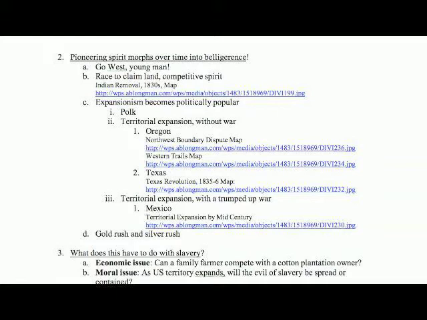In his campaign, Polk promised two expansionist things. First, that he would claim the Northwest Territory. The slogan was 54-40 or fight. I'll show you a map of that in a moment. And he promised that he would annex Texas as soon as he took office.